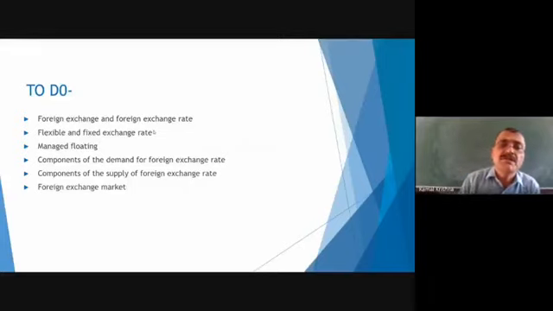It is said to be the foreign exchange rate. Next we learn here flexible and fixed exchange rate, meaning how they are determined. Managed floating, the meaning of this managed floating. Components of demand for foreign exchange, components of the supply of foreign exchange, etc.